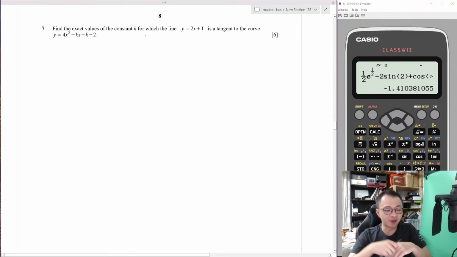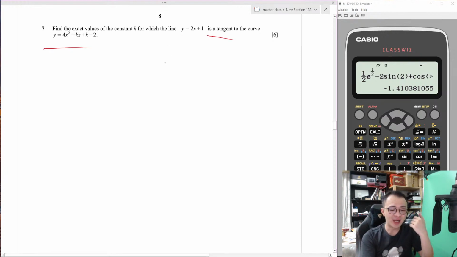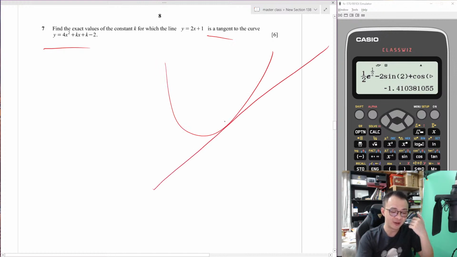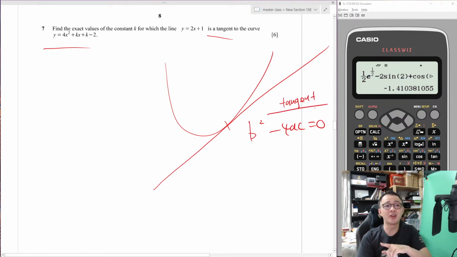So for the constant k, for the line, the straight line will be tangent to the curve. We know tangent means what, isn't it? When a straight line is tangent to the curve, basically means what? They only intersect at one point. This one means b squared minus 4ac equals 0. Okay, this is an important keyword for this question, tangent. Tangent means b squared minus 4ac equals 0.